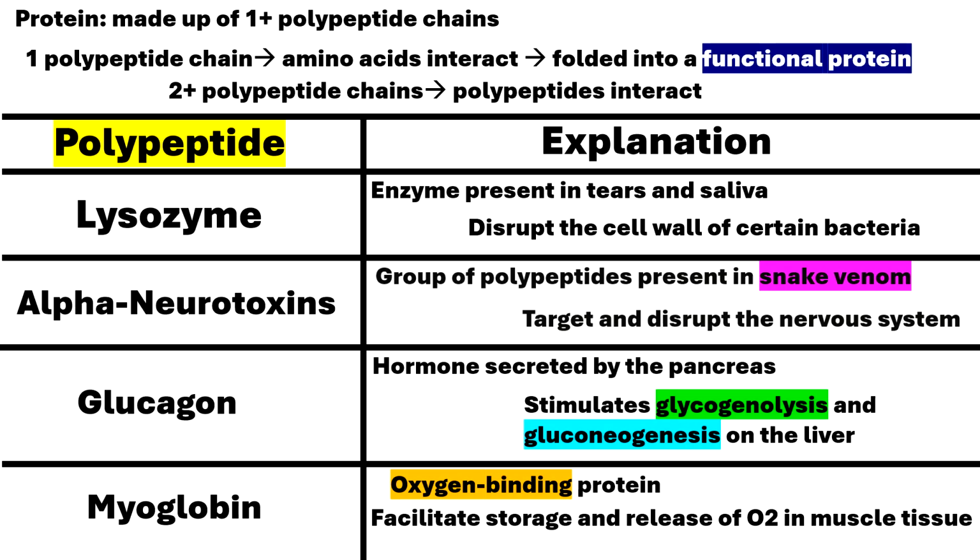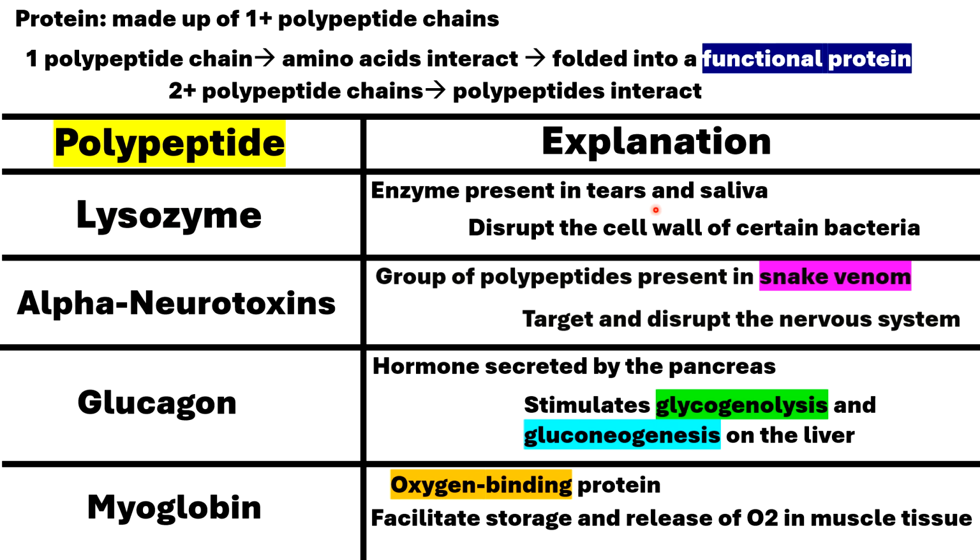A protein is made up of at least one polypeptide chain. Okay. Now, if it's made of only one polypeptide chain, the amino acids are going to interact with each other, and so this protein is folded into what's called a functional protein. Now, if we have two or more polypeptide chains, the polypeptides interact with one another, and it does not lead to a functional protein.